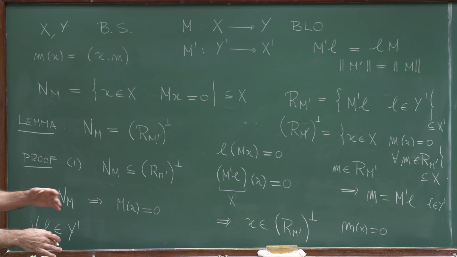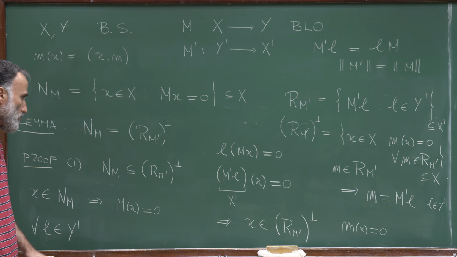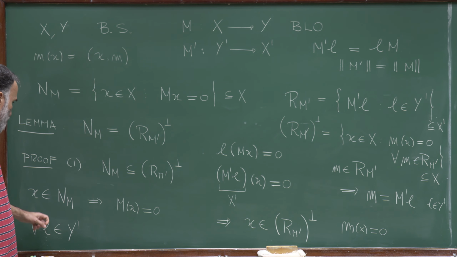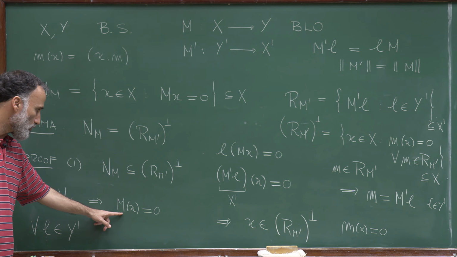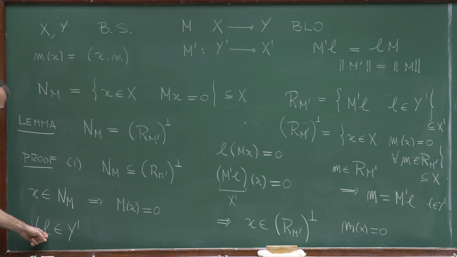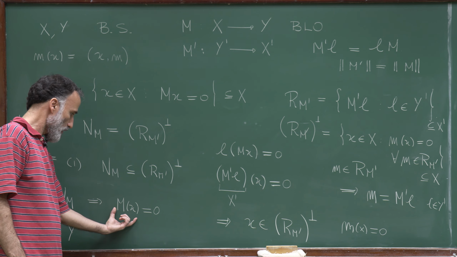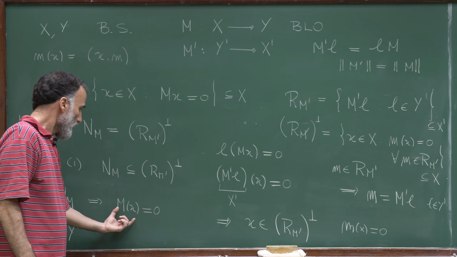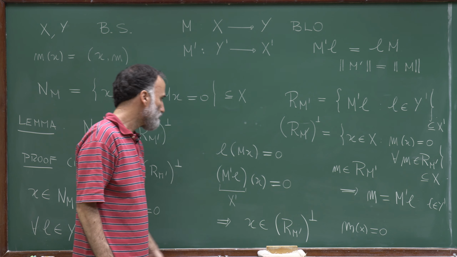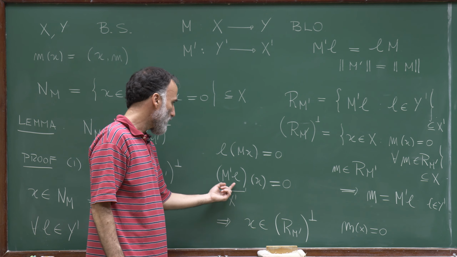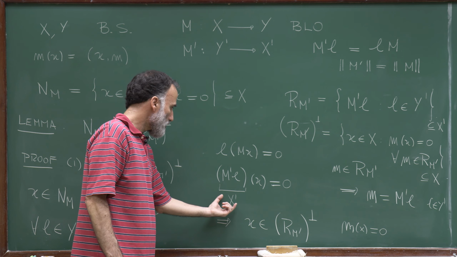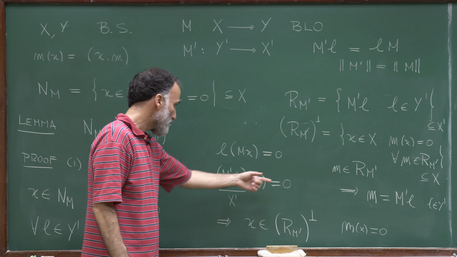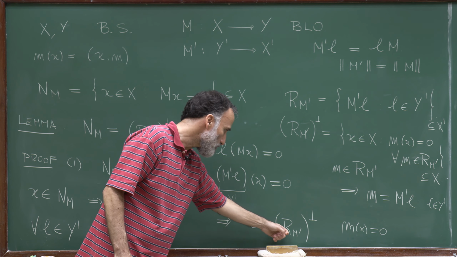Okay, so let me repeat, just to make sure that it is clear. I fixed an X in the null space of M. This means that Mx is equal to 0. Now I consider any L in Y prime, any bounded linear functional on Y. Since Mx, which is the 0 point in Y, is 0, L of it is 0. By definition, L of Mx is M prime L of X, and this is 0. M prime L is a bounded linear functional on X, and now I claim that this identity gives me that X belongs indeed to this space.